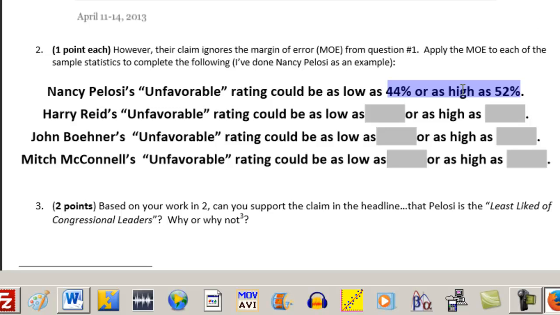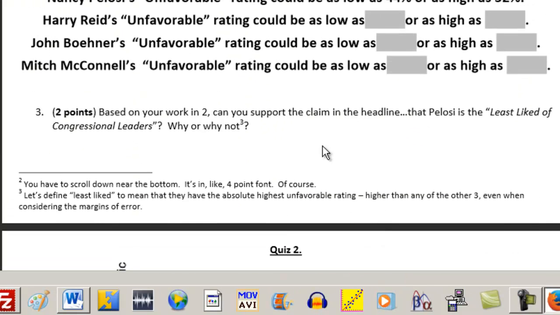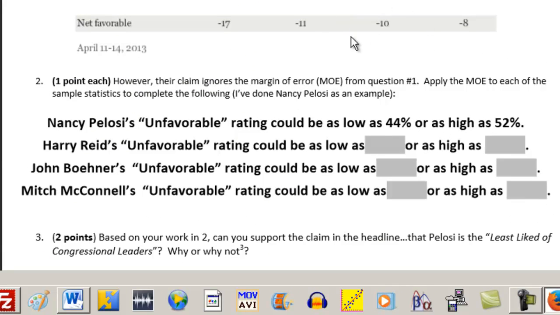So anyway, hope that was helpful. Pay attention to those margins when you read them in the news, because you know they're not telling them to you. You have to go hunt for them.